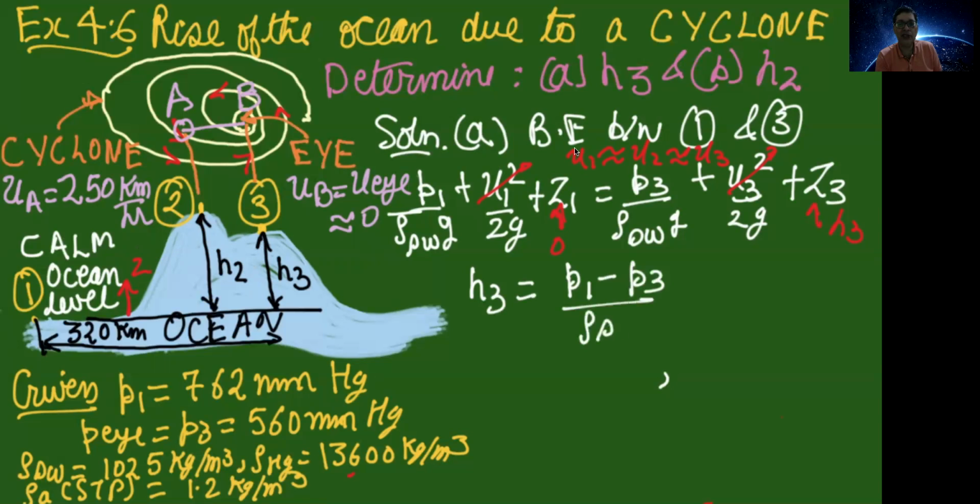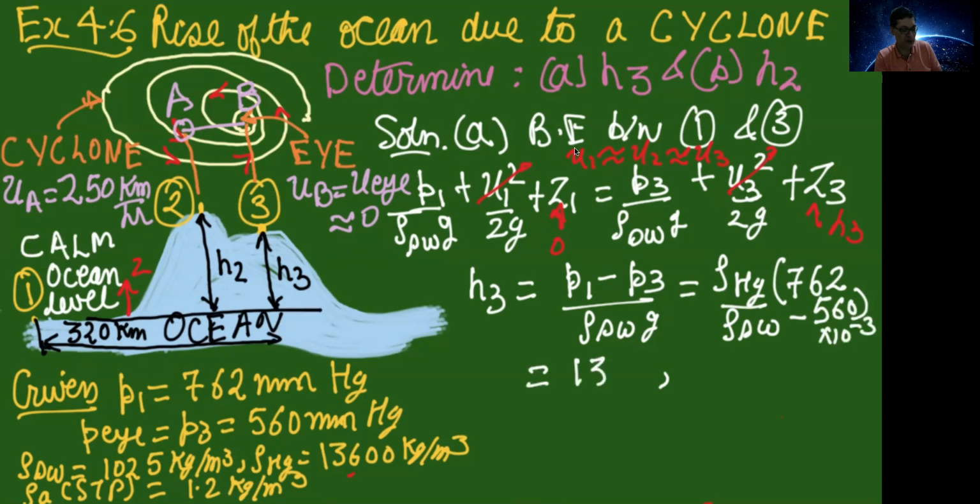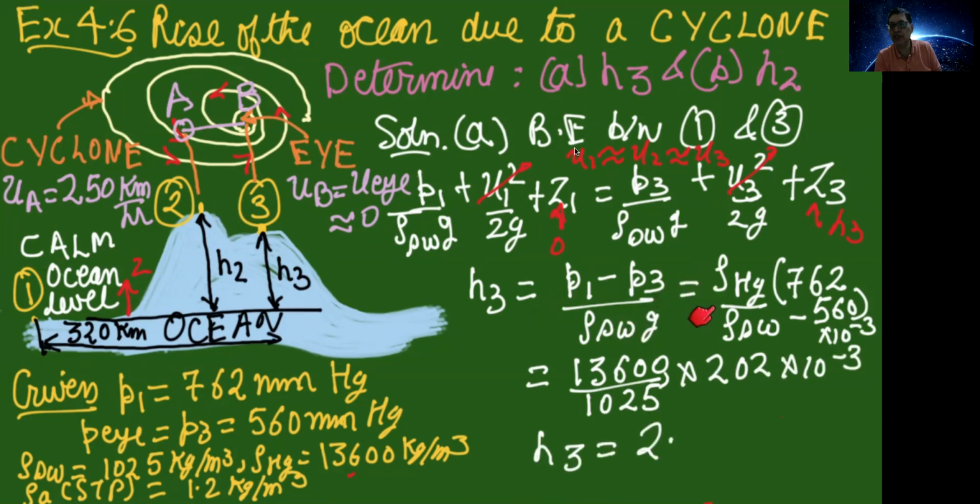With this background, the kinetic energy cancels from both sides, Z1 is 0, and you get H3 equal to P1 minus P3 divided by density of seawater times G. Now, P1 minus P3 is given in terms of millimeters of Hg. So P1 minus P3 will be density of Hg, rho Hg, multiplied by G, times 762 minus 560, as shown here. G will cancel from the numerator and denominator, and you will get the ratio of the density of Hg divided by the density of seawater, times the difference of the column of Hg that was mentioned for the pressure.